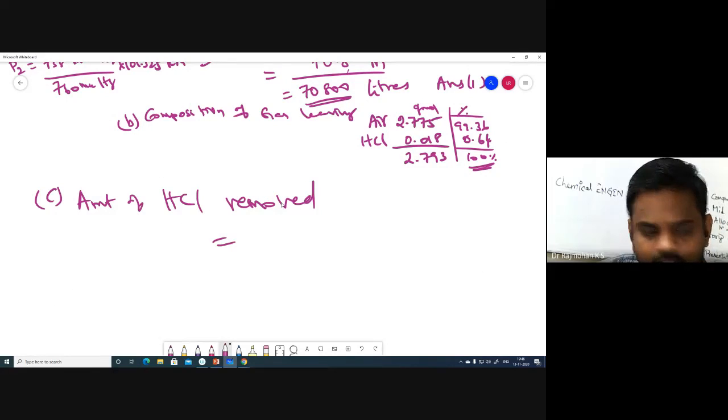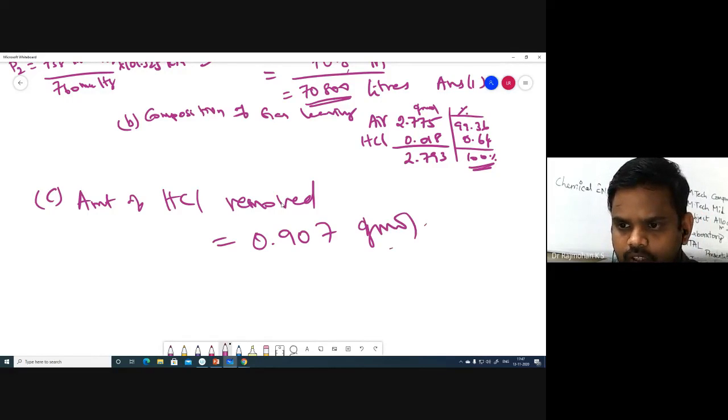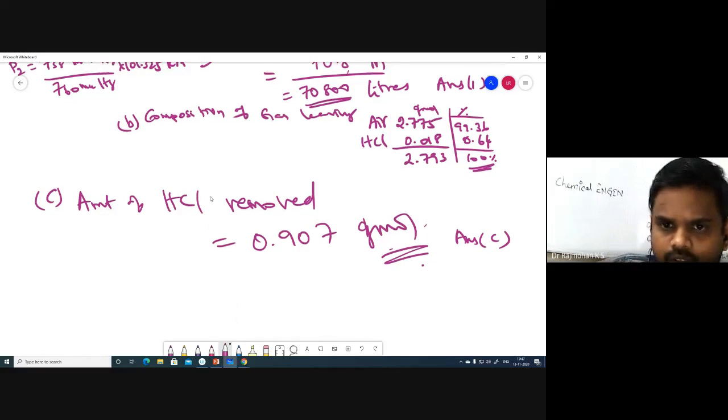So that we have calculated, right? 98% of whatever is entering, which is equal to 0.907 gram moles. So that is the answer for the C part. Okay. So that's how we have to solve this problem.